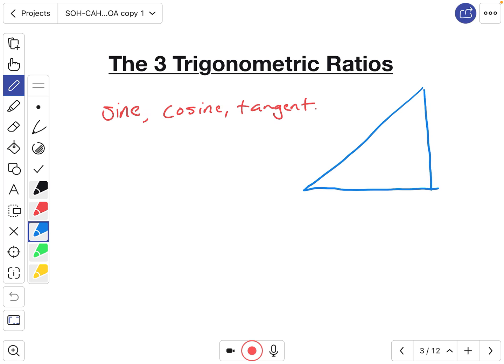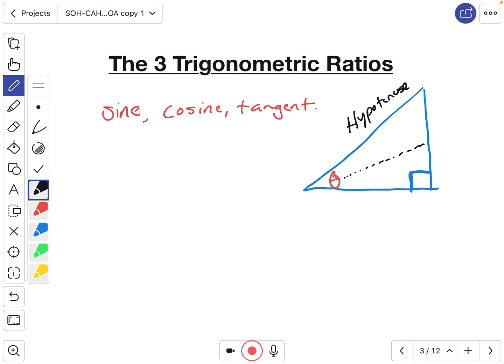If we're given a right triangle in math, remember for a right triangle, one of the angles has to be a right angle. But if we're given some angle in that right triangle, in relationship to that angle, we identify some key sides. We have one side, which is called the hypotenuse, and the hypotenuse is always opposite that right angle. It's always the longest side as well.